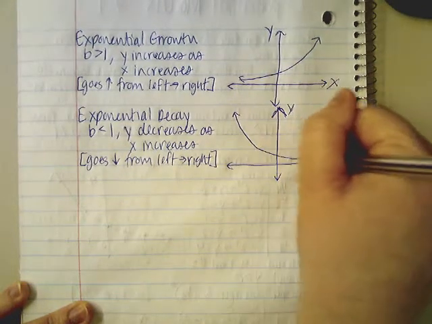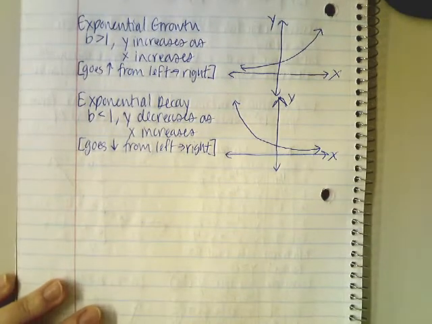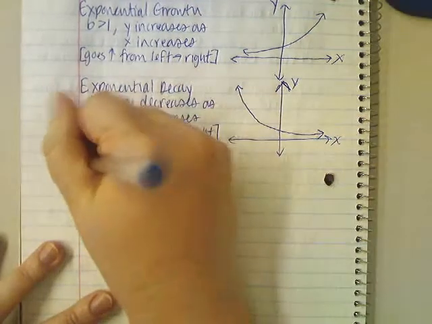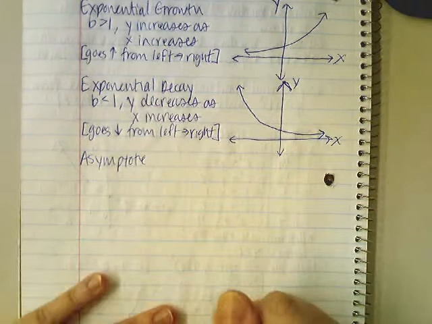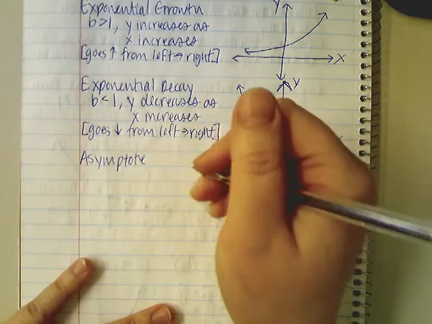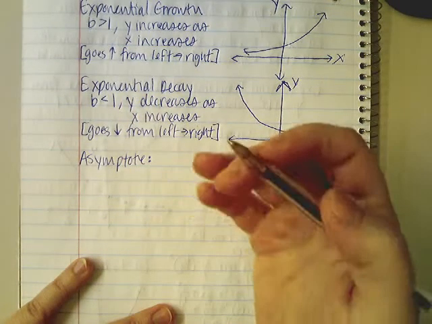It's going to look just the opposite. So it goes down from left to right. And the only other thing I told you we're going to talk about in more detail right now is an asymptote. So all exponential functions have an asymptote. And if it's in the simple form, y equals a times b to the x, your asymptote will always be on the x-axis. So the vast majority of the time, it'll be on the x-axis.